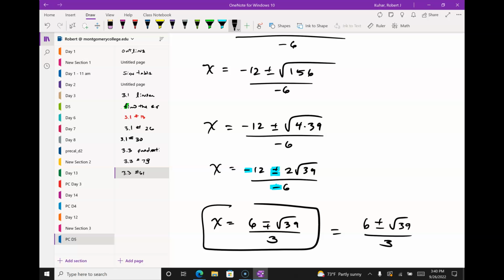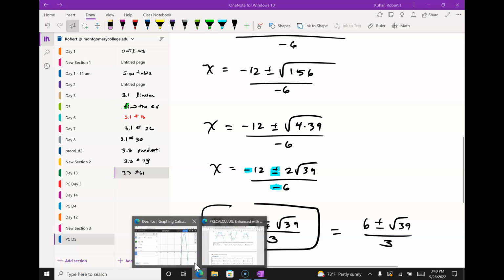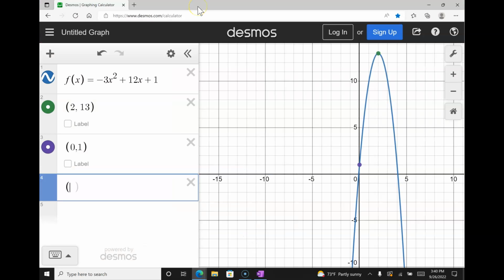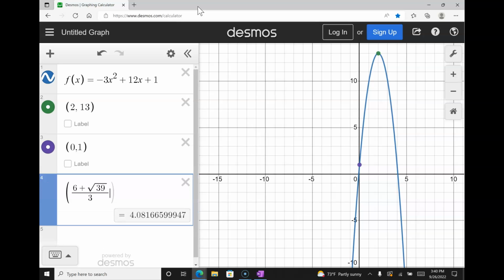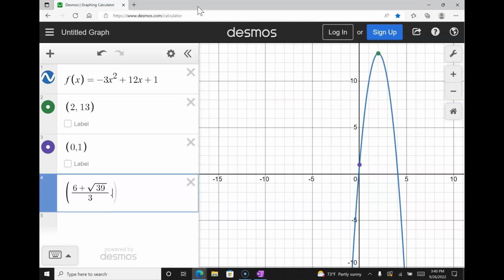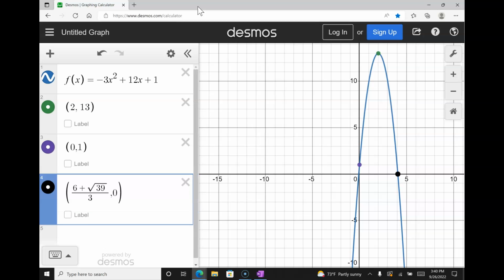I mean, I'd like to be able to check everything. So these are my x-intercepts, right? So let's do the positive one first. 6 plus square root of 39, all divided by 3, comma, 0. And there's one of my roots.